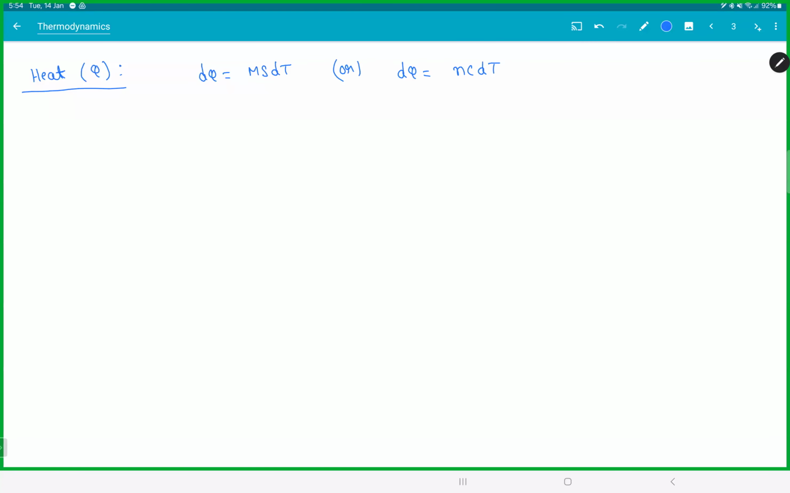So the molar heat capacity is defined as C, which is 1 by n dQ by dT. This is your molar heat capacity, which we did in calorimetry. So basically it tells you the amount of heat required per unit temperature per mole, right? This was done in calorimetry.